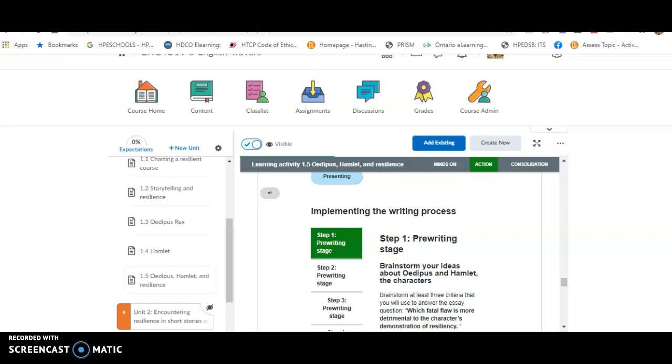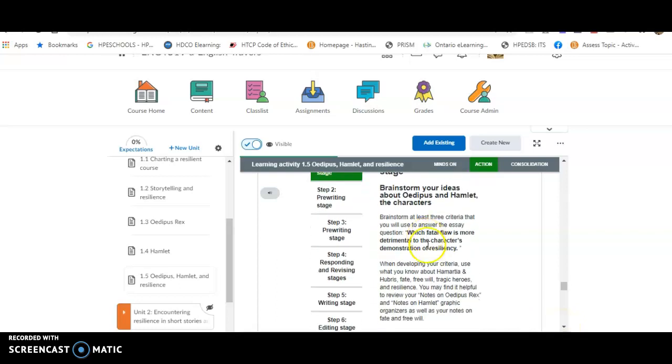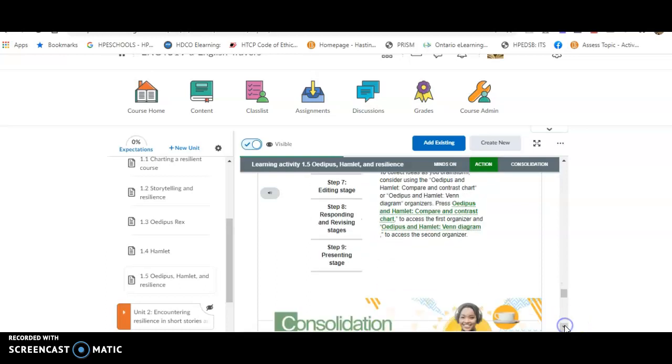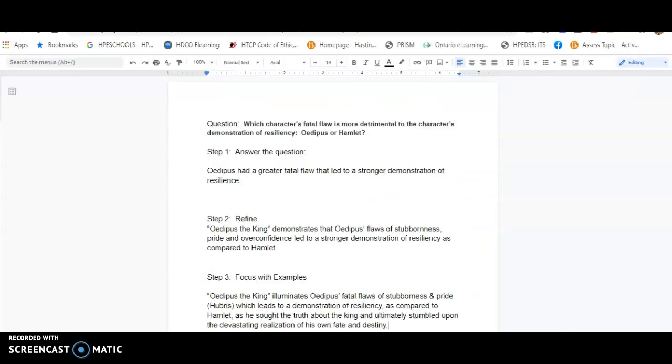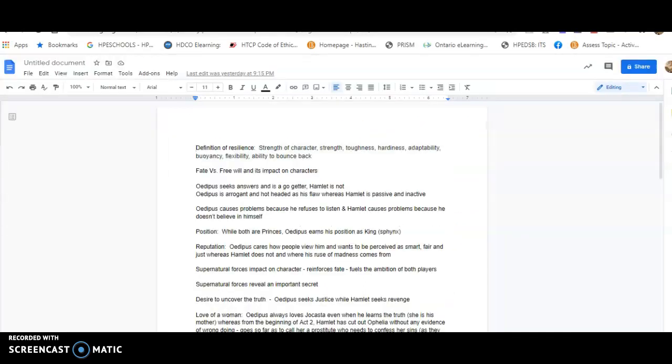However, there are a few other things that we can consider when we're evaluating the fatal flaws of that character and their demonstration of resiliency. In your content, you will notice at the bottom of that stage when I clicked on it, that there are actually compare and contrast charts, as well as Venn diagrams that you can access in order to evaluate each of the characters and the characteristics that you will need for this particular essay. It doesn't necessarily mean that it's going to work for everybody.